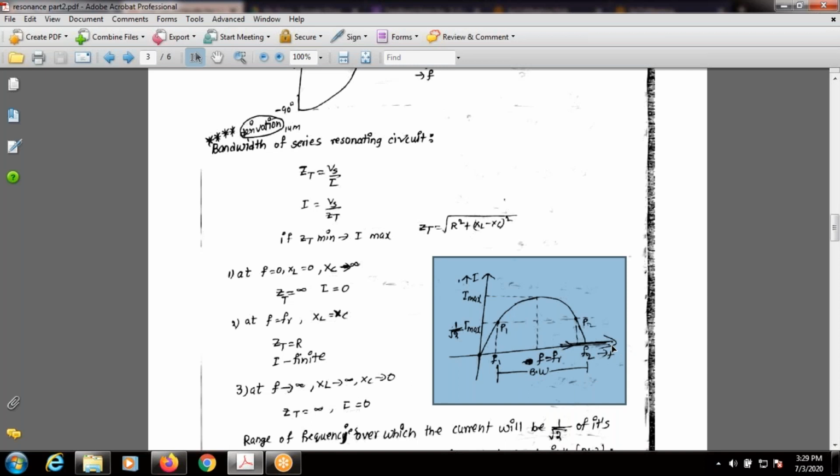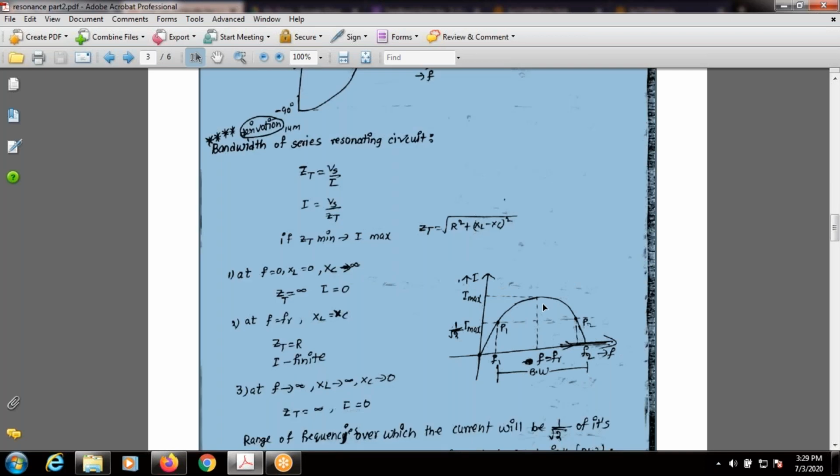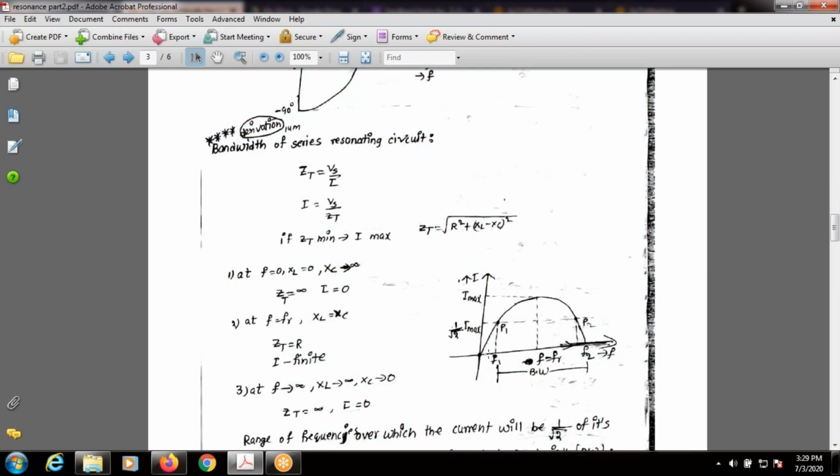Mainly observe this one. The x-axis is the frequency and the y-axis is the current. Whether it is current, voltage or power, the y-axis may be voltage or power or current. Now here I consider the current. When is the current maximum? When f is equal to fr, the resonant frequency, then the maximum current is I maximum, right?